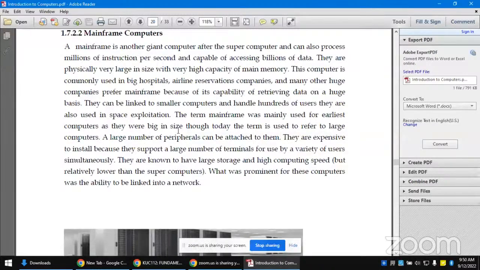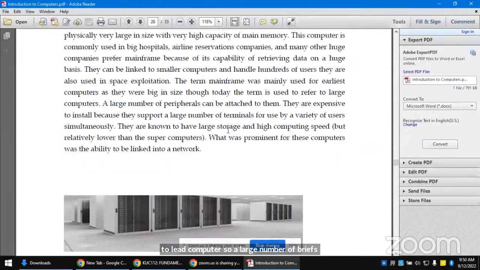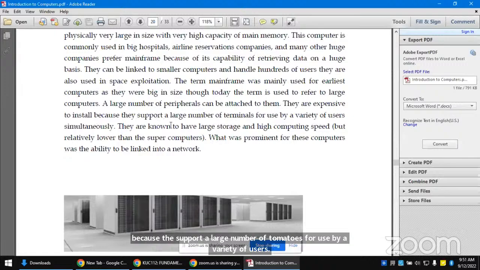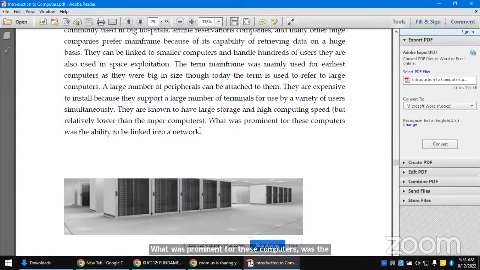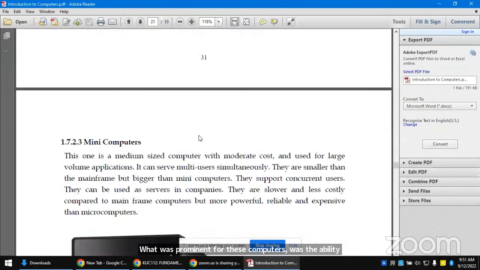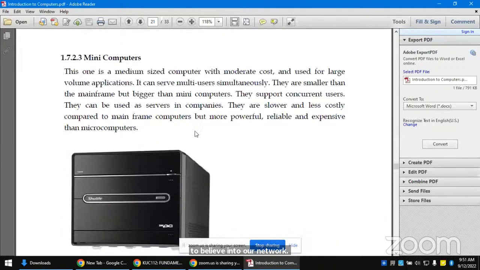A large number of peripherals can be attached to them. They are expensive to install because they support a large number of terminals for use by a variety of users simultaneously. They are known to have large storage and high computing speed, but relatively lower than the supercomputers. What was prominent for these computers was their ability to be linked into a network. Then we have the mini computers. You can see what a mini computer is.